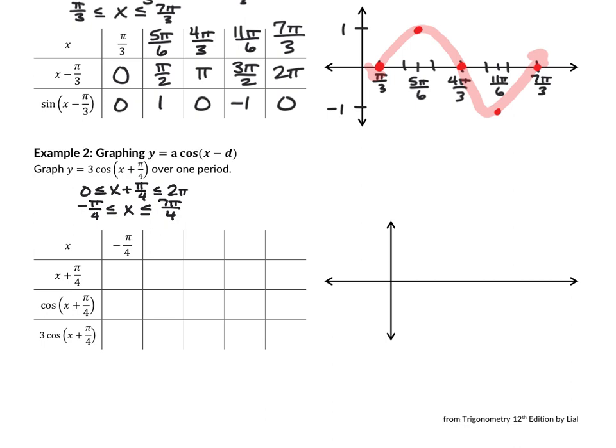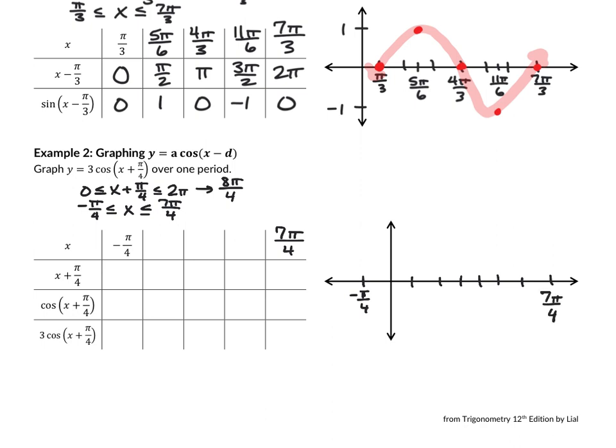Because, okay, 2 pi is 8 pi over 4, right? So we subtract 1, it's 7 pi over 4. So we know the furthest that this is going to go for one period is 7 pi over 4, coming from negative pi over 4. If I go ahead and plot those points, here's negative pi over 4, then I have 0, then I have 1, 2, 3, 4, 5, 6, 7 pi over 4 occurring right here.